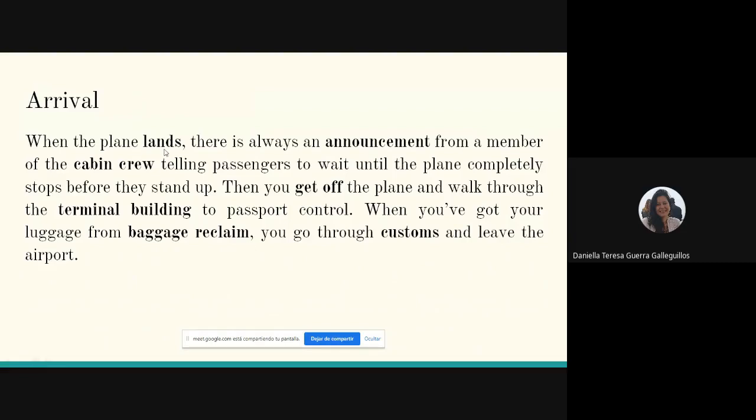When the plane lands, there is always an announcement from a member of the cabin crew telling passengers to wait until the plane completely stops before they stand up. Land es el opuesto de take off. Take off era despegar. Land es aterrizar. Land es tierra. When something lands, land como verbo es aterrizar.